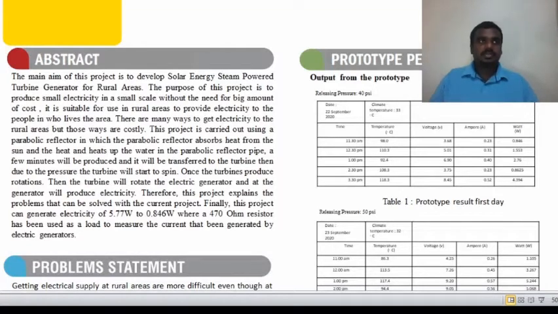This project's concept is to absorb heat from the sunlight and transfer the heat to generate steam through a parabolic reflector. Then the steam will be transferred to a steam turbine to produce rotation, and that rotation will be transferred to a generator through a belting system, and then the generator will produce electricity.